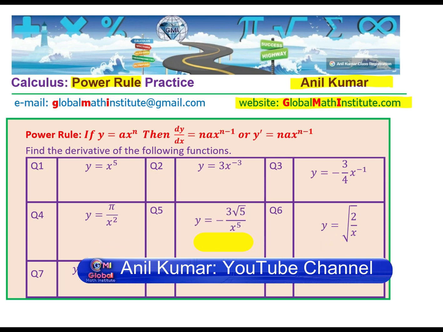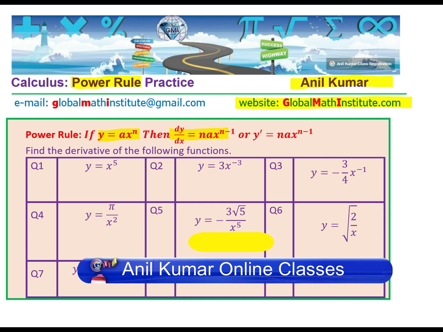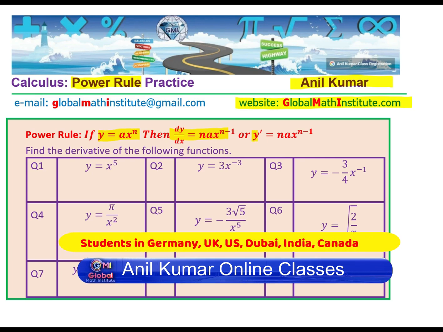Power rule is quite simple. y equals a x to the power of n. If that is the function given to you, then the derivative of this function, dy/dx, is equal to n times a x to the power of n minus 1, which can also be written in prime notation as y prime equals n a x to the power of n minus 1.